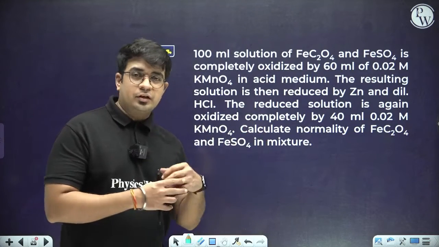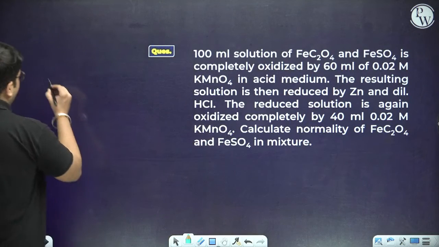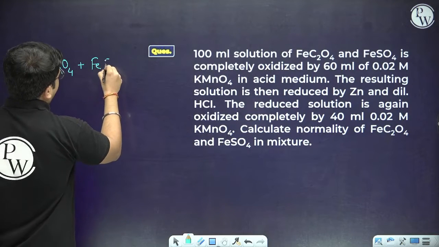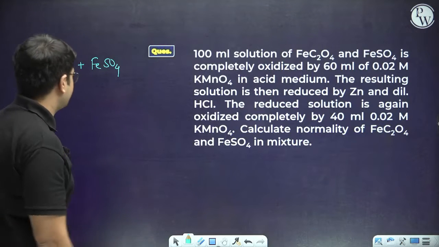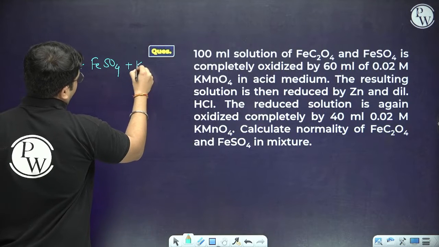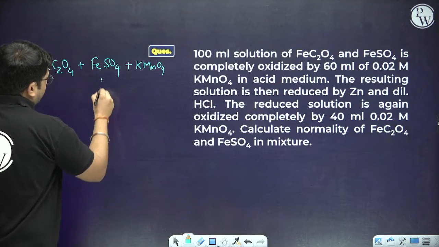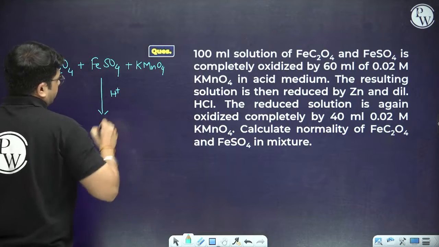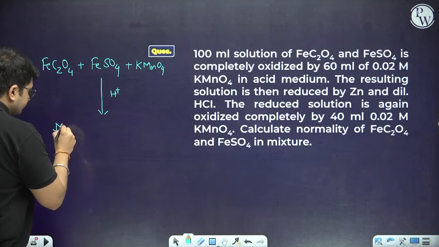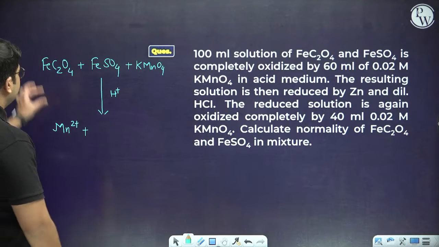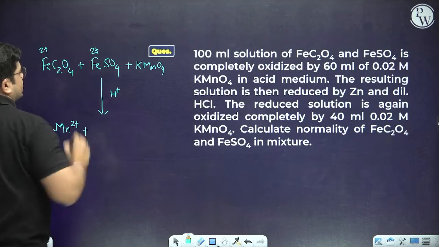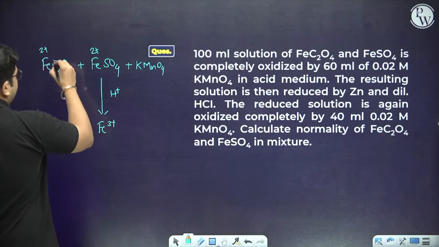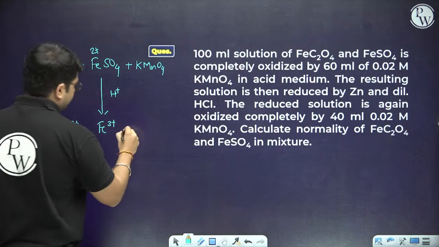It will require different types of steps. First of all, we have FeC2O4 plus FeSO4. First, try to understand what is happening in this reaction. KMnO4 is an oxidizing agent in acidic medium, which is H positive, so Mn is converting into Mn2 positive. Next, the Fe which is present in +2 is going to be converted into Fe3 positive. Next, the C2O4, which is C in +3, is going to be converted into CO2.